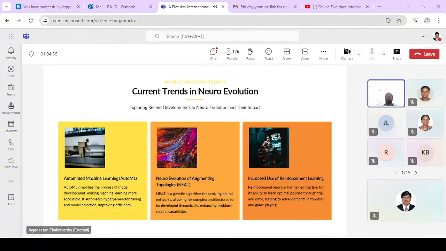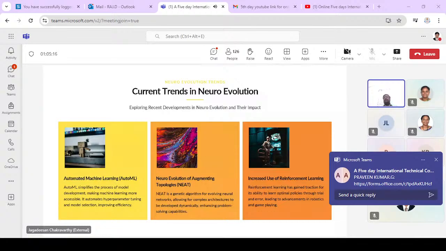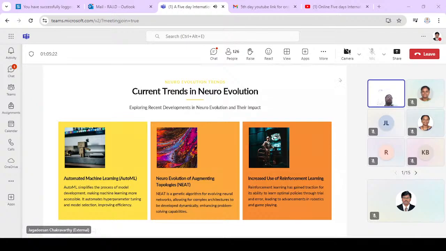Current trends in neuroevolution. The people who are going to do research are doing research, so you can get hold of it. Where can we use this neuroevolution? I'm showing three important ones. The first one is AutoML. ML, everybody knows, and you can go for automated machine learning, that is AutoML. Automated machine learning simplifies the process of model development, making machine learning more accessible. It automates hyperparameter tuning and model selection, improving efficiency. So neuroevolution, we can use it here.